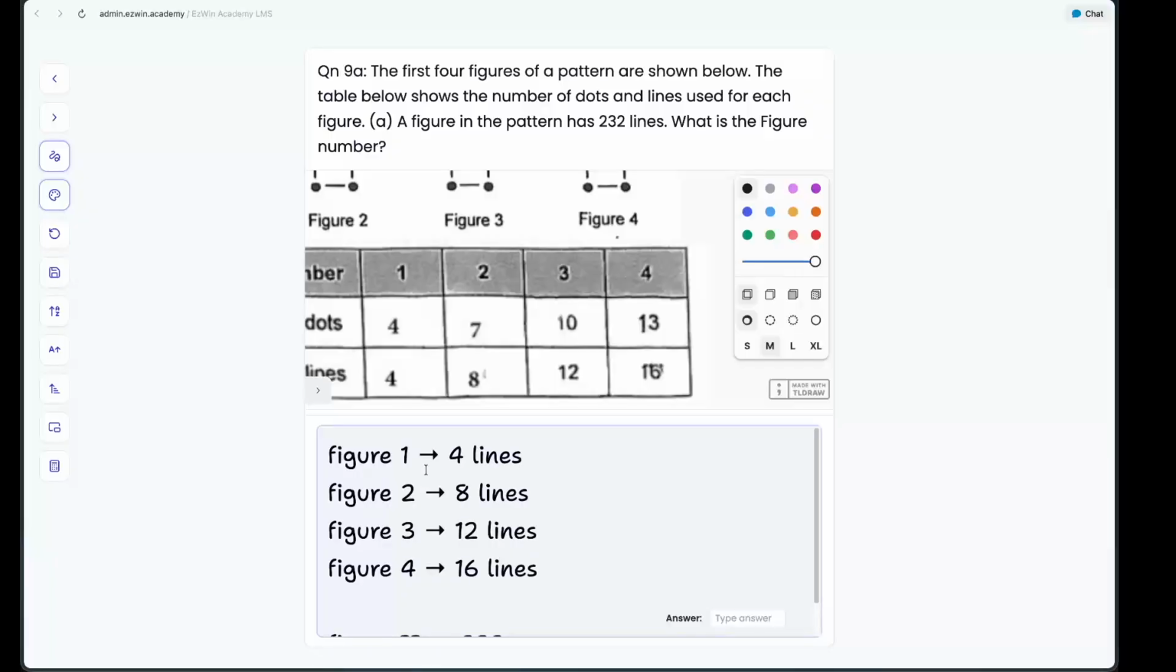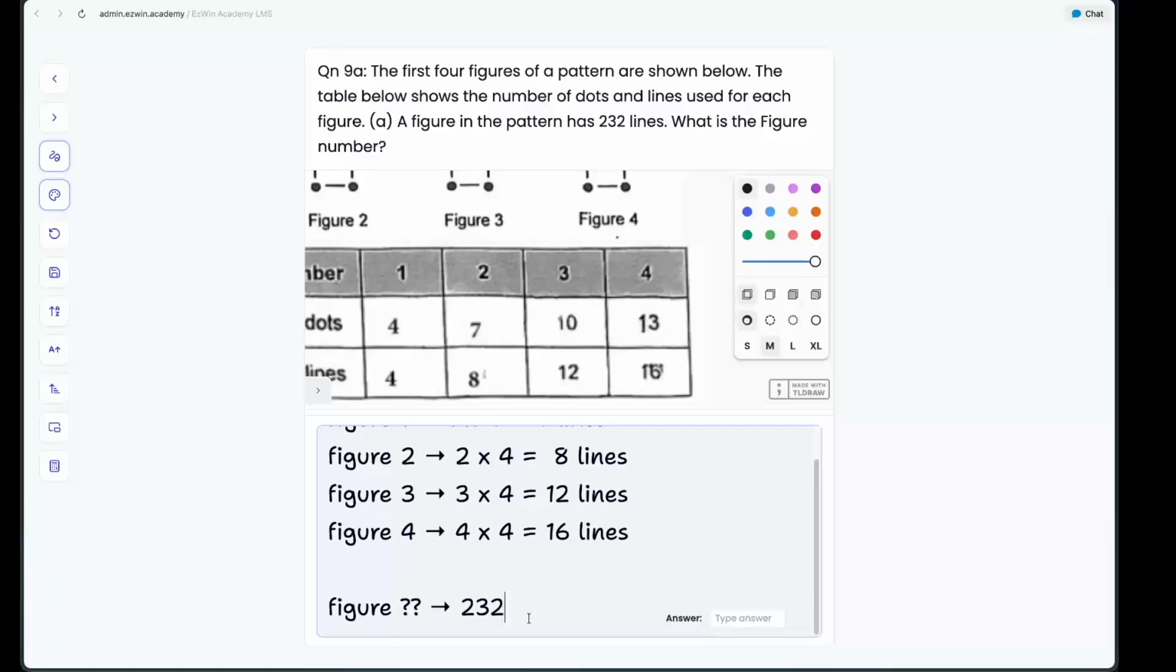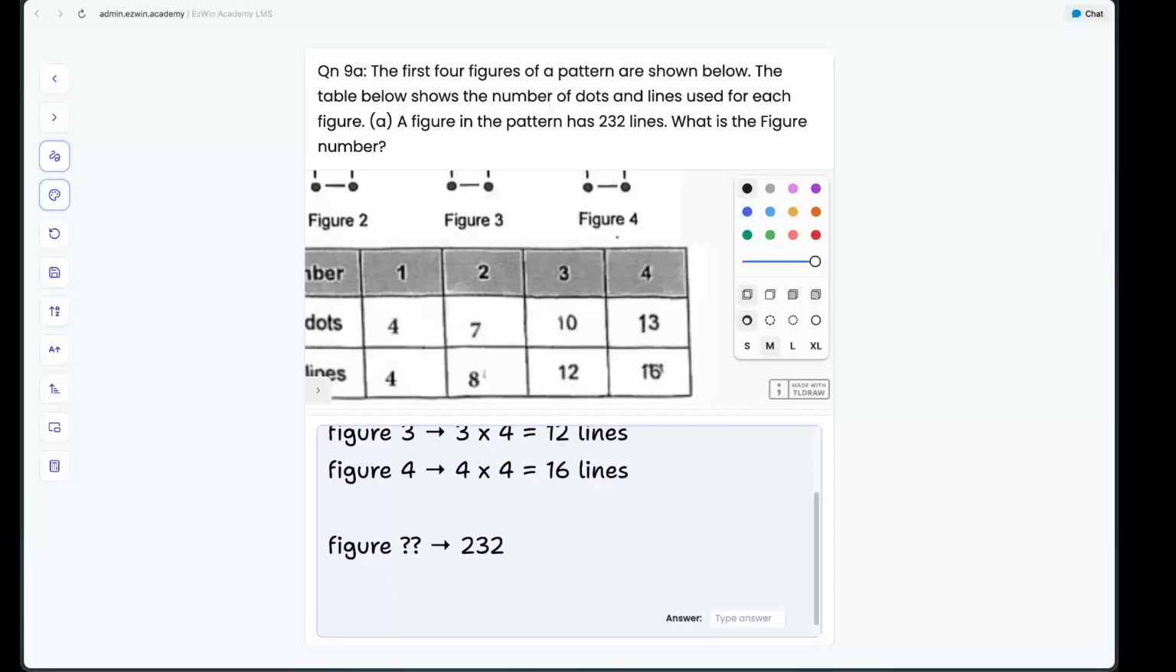I think it's pretty straightforward, right? It's just multiples of 4. So to get this figure, we will just have 232 divided by 4, and this will give us 58. Okay, so pretty straightforward, 58.